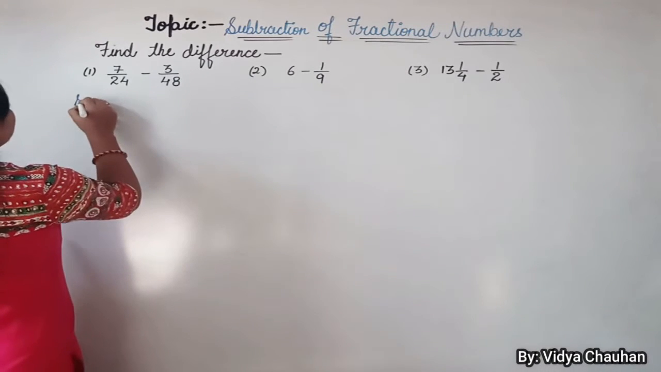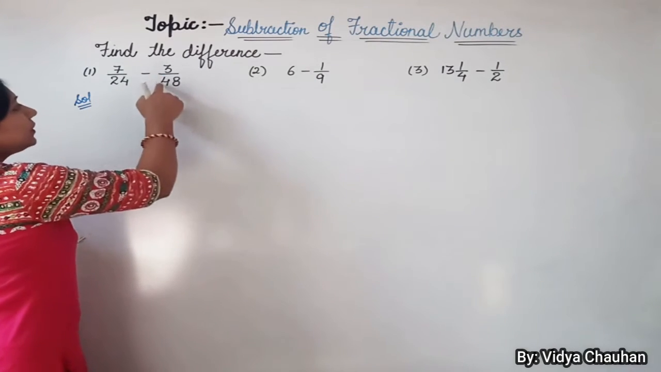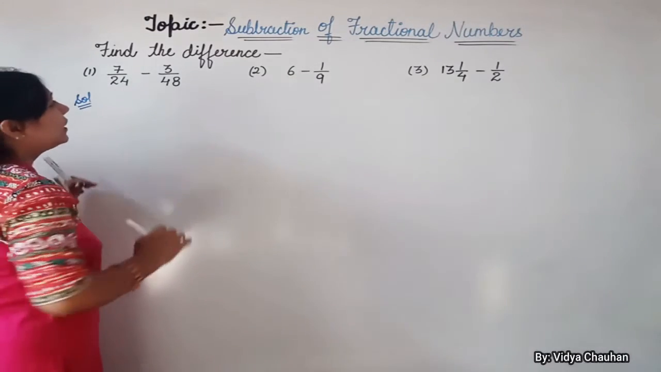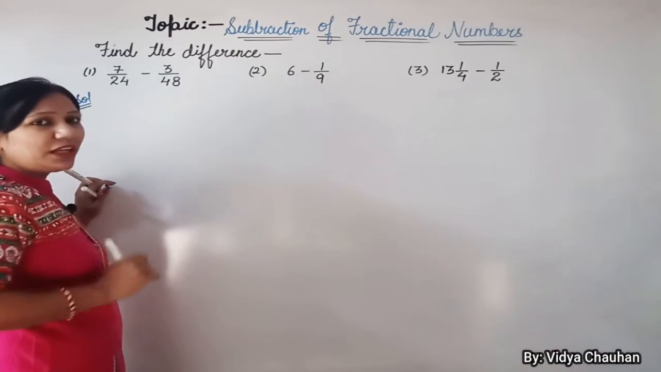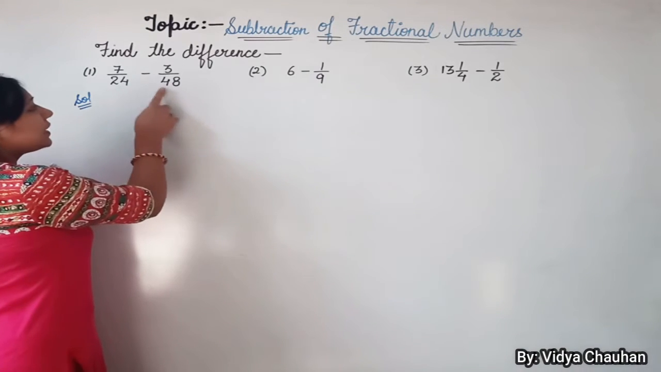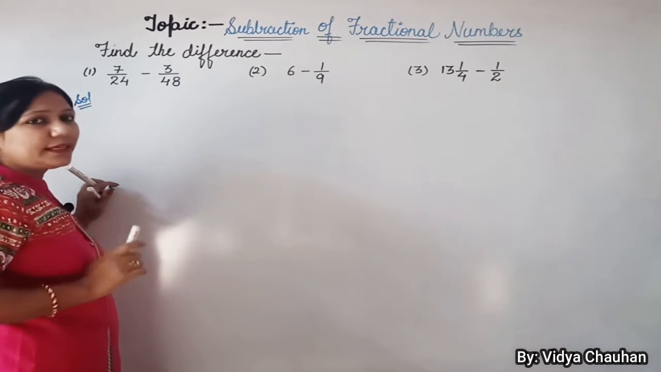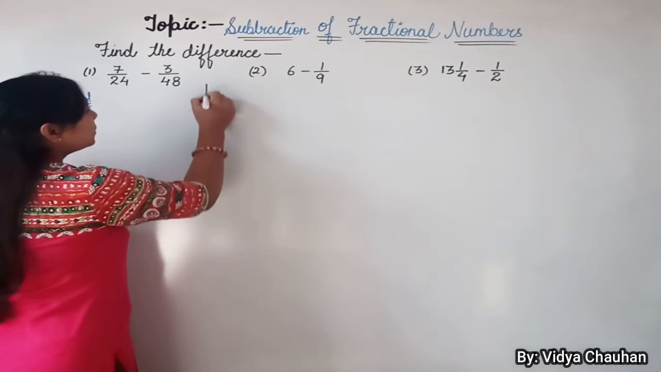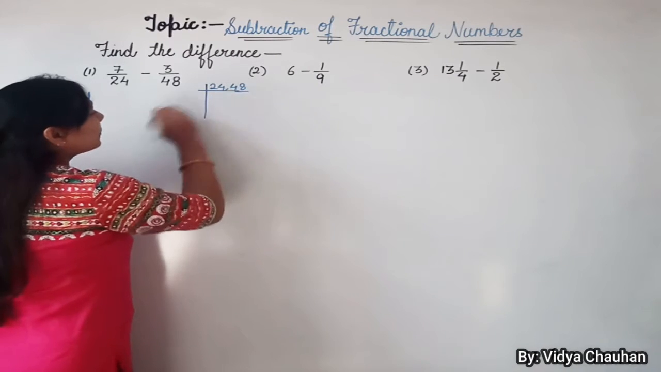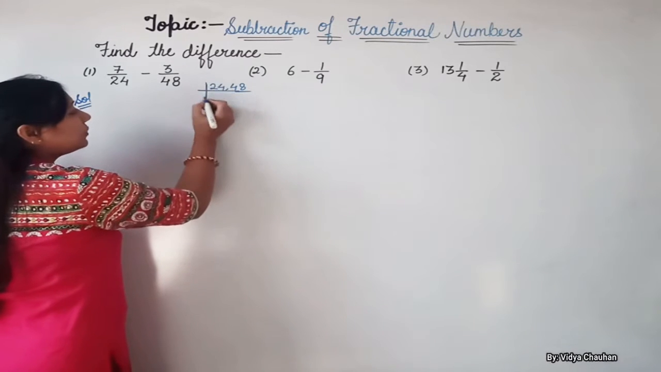The solution for the first one, where you have to subtract 7 upon 24 and 3 upon 48. You have to subtract these two fraction numbers, and as we did when we were adding, as the denominators are different, the very first step is to take the LCM of the denominators. So taking the LCM of the denominators 24 and 48, let's find out what the LCM of these two denominators will be.